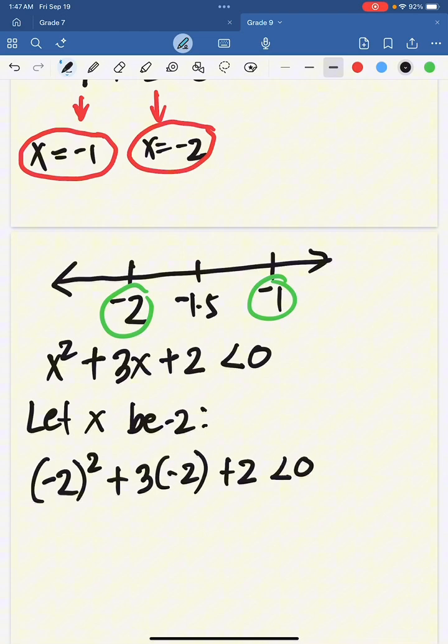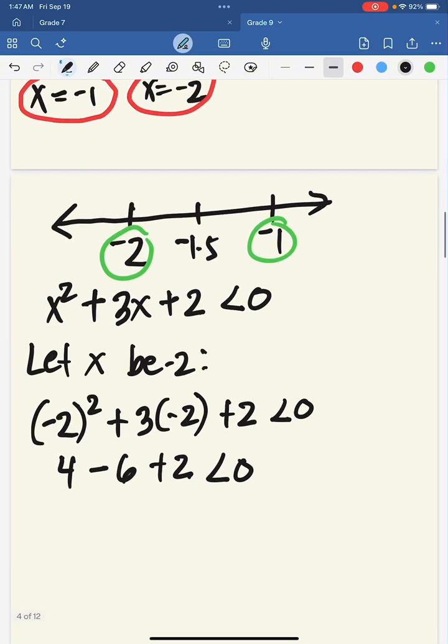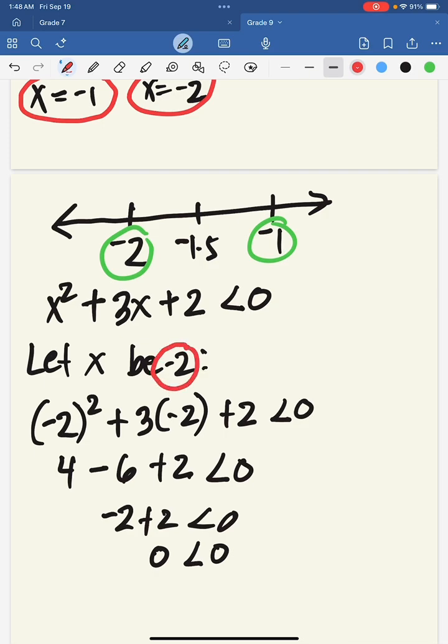So let's see if this inequality would be less than 0 or not. Now, negative 2 squared is 4. For this one, we have 3 times negative 2 is negative 6, plus 2, is less than 0. Now, as you can see here, we have 4 minus 6 is negative 2, and plus 2, the answer is 0. But 0 is not less than itself. So that means negative 2 as a critical value is a value of x that is wrong. It doesn't satisfy the given inequality.